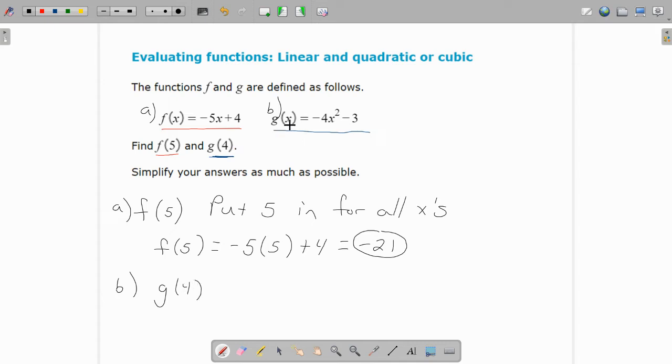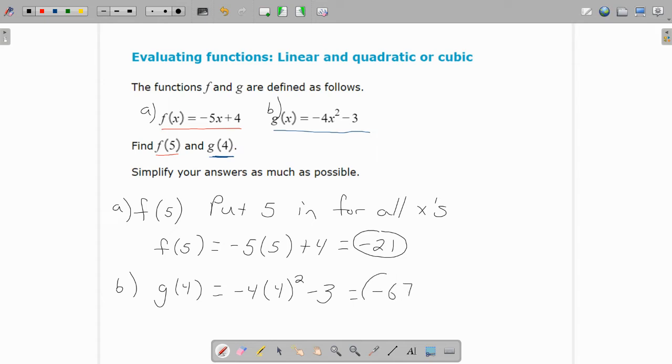We're going to look at the function g, and we're going to put 4 in for x. Just type it exactly as you see it. And I like using parentheses. This one doesn't, like I said, doesn't matter. Even that one, you could have done -5 times 5 plus 4. This one doesn't matter, but when in doubt, use parentheses. So this is 4 squared is 16. 16 times -4 is -64. And then we have -3, which is -67. Okay. So we get a -67.